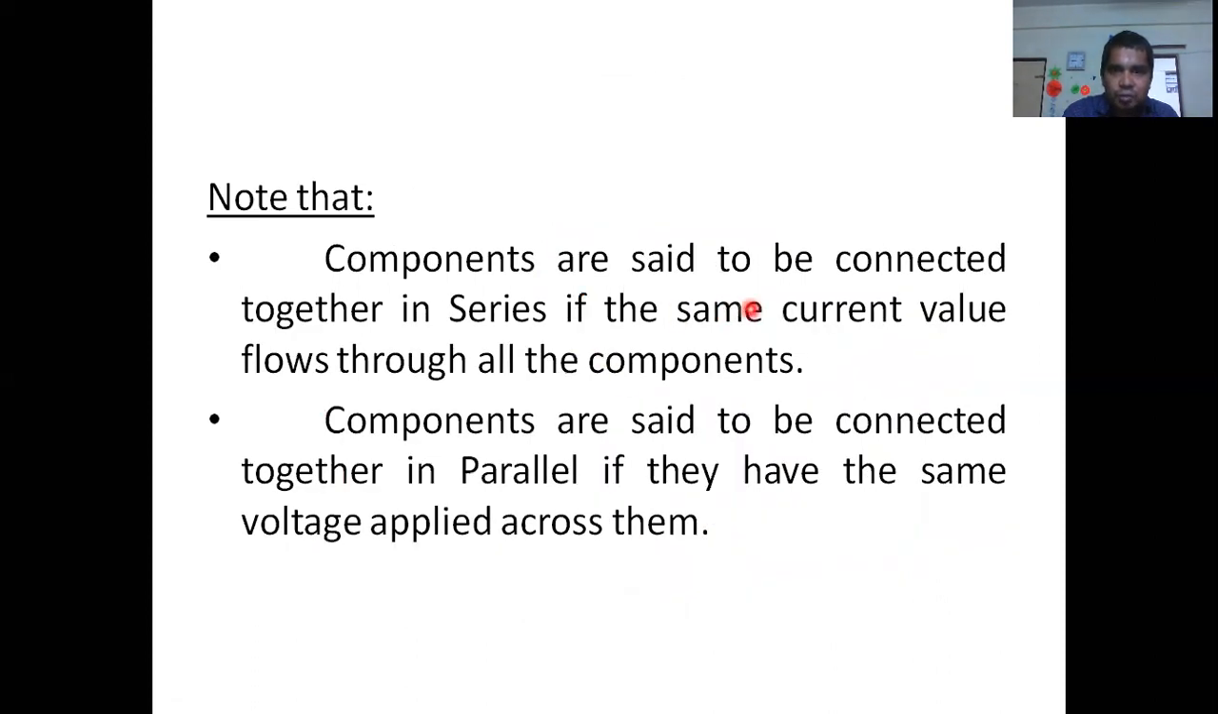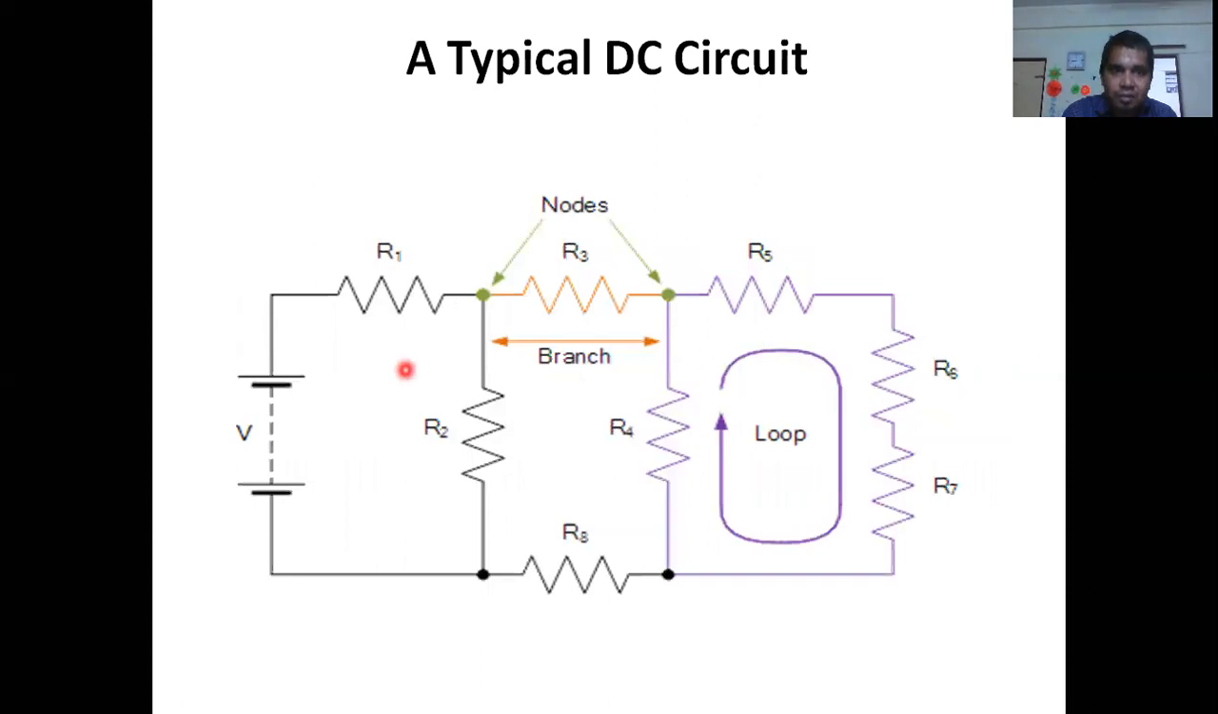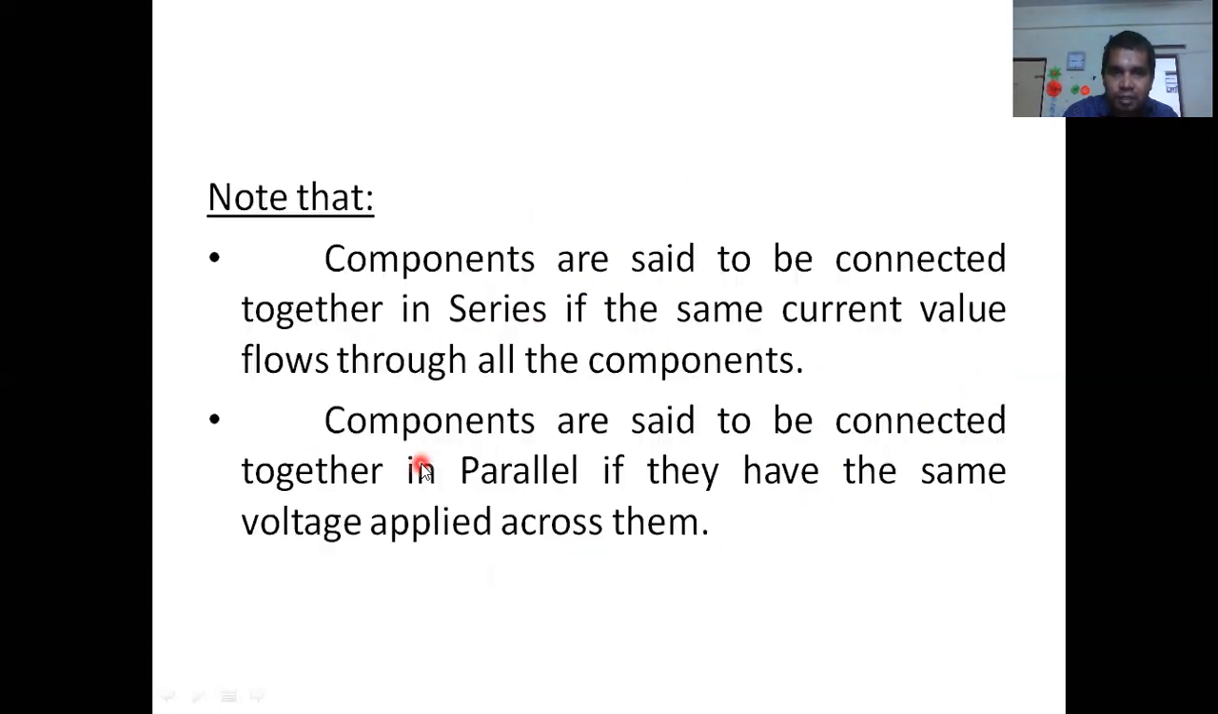Components are said to be connected together in series if the same current value flows through all the components. This is what I simply say: current remains the same in a series circuit. Example, I have a closed path here where the current is flowing, connected in series. Here the same current will flow. There will be no different current. The same current will flow here also, here also.